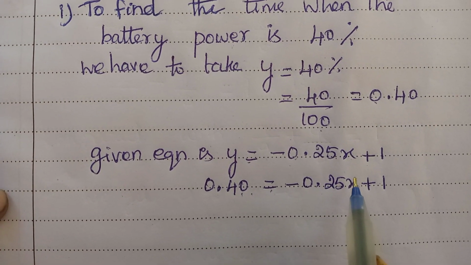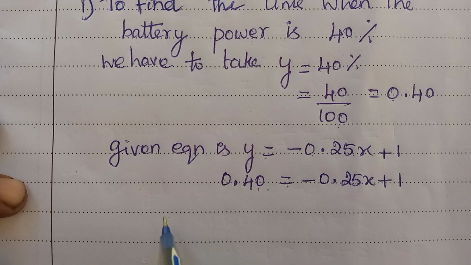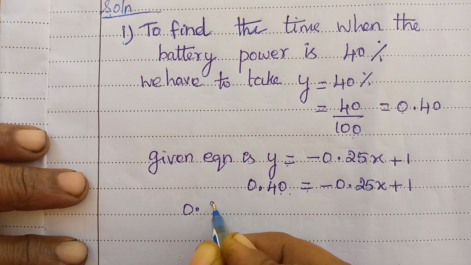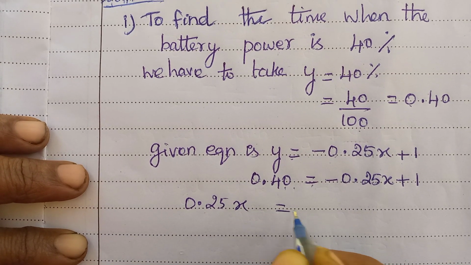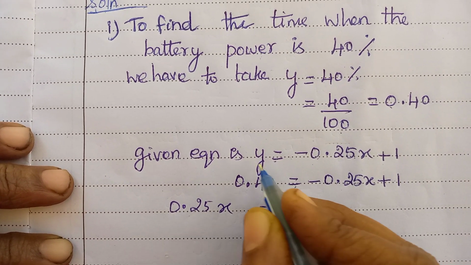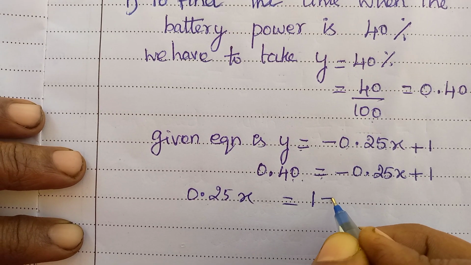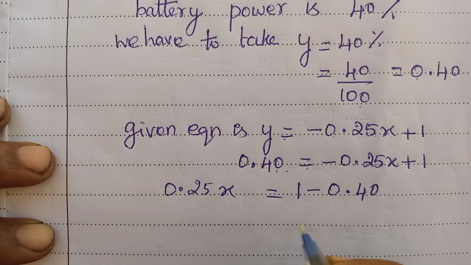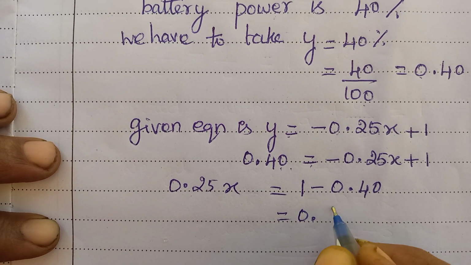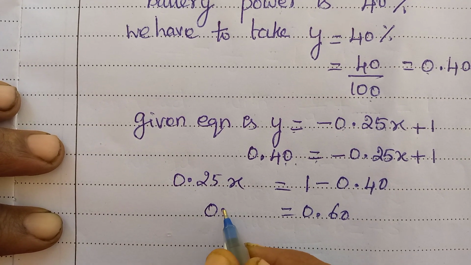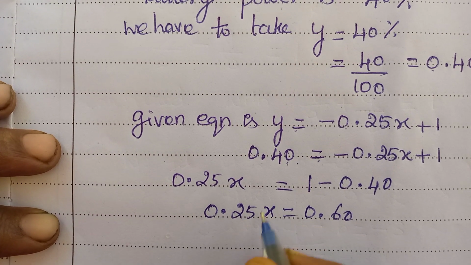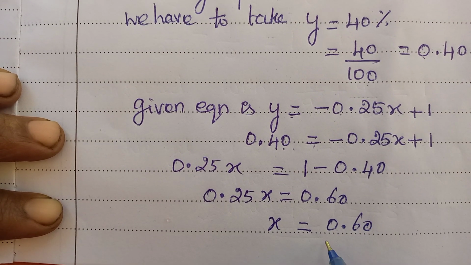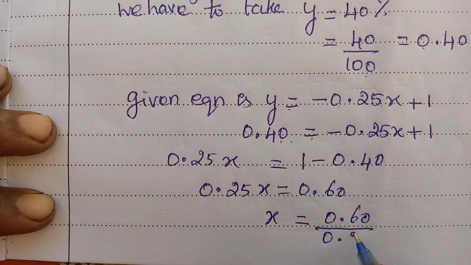Let's bring this X term to this side. So minus 0.25X becomes 0.25X equal to 1, and the 0.40 term, taking to this side, becomes minus 0.40. Subtracting, 1 minus 0.40 we get 0.60. Here we have 0.25X, and we have to find X. From here X is equal to 0.60 divided by 0.25.